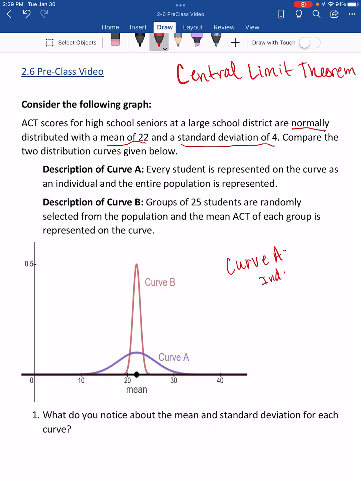So curve A is individuals from the population, and curve B are means of samples from the population.